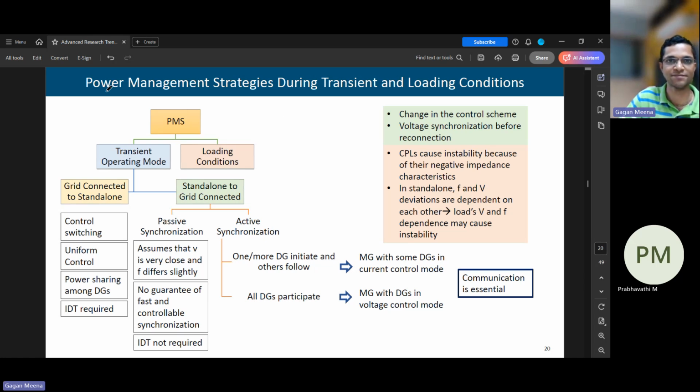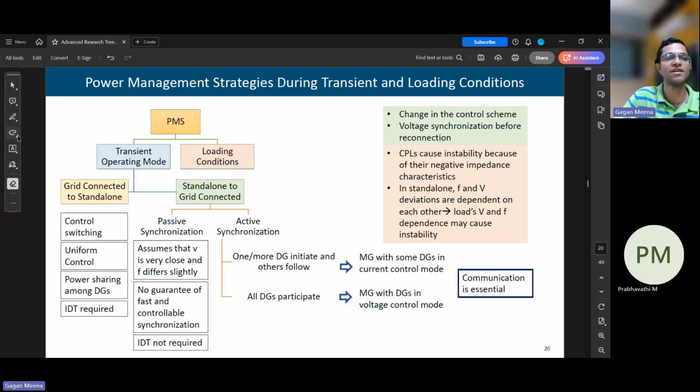That's why it is power management strategies during transient and loading condition, when the load changes and how things will have to be changed here. Okay. These power management strategies, first, for both of these, for transient and loading conditions. First, we are seeing for transient condition.